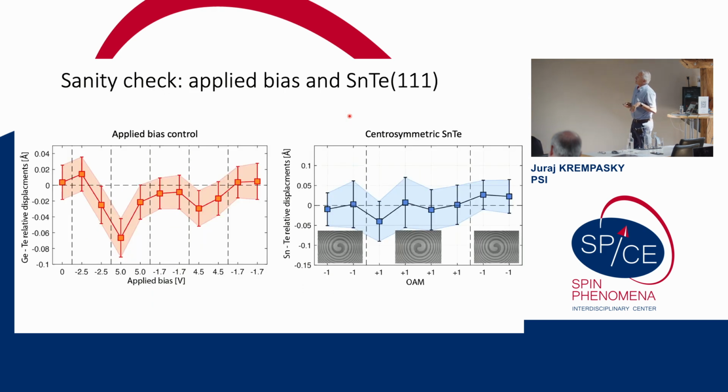Okay, so finally, let me show you some sanity check data. We also played with applied bias control, and the results were not very nice. Why? Because this is a semiconductor. It's very leaky, so if you would like to polarize this material with applied bias, you had better think twice. Another sanity check: let's do the same on centrosymmetric tin telluride. And you see here there is no effect in alternating OAMs.